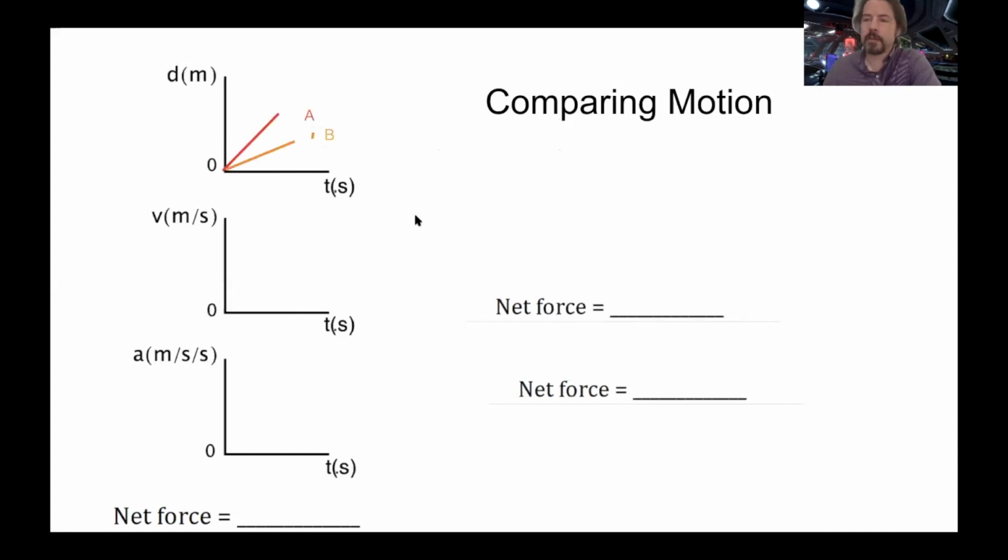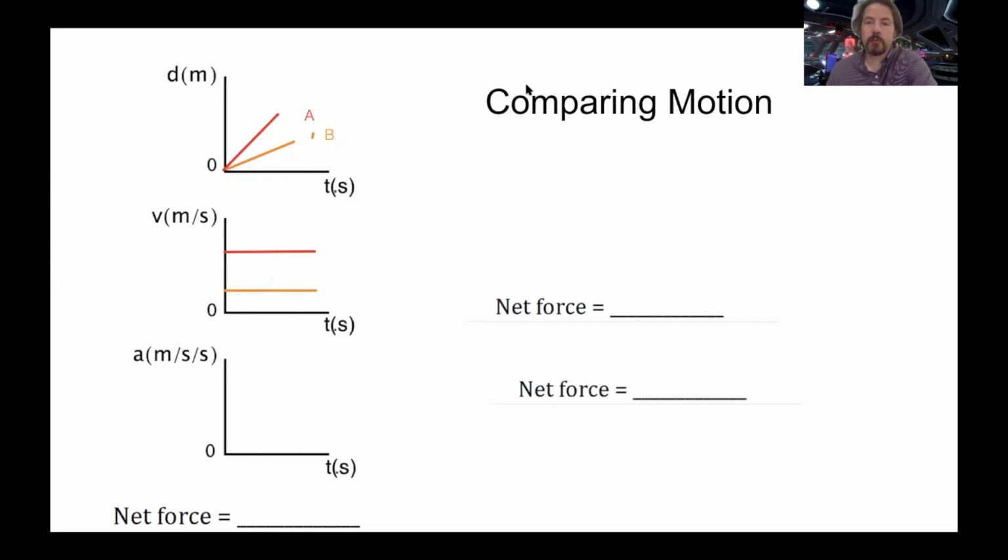Which one's going faster, A or B? Then sketch the two graphs and tell me what the force is. Pause the video and do that for me. All right, let's check our answer. A is faster, so on the velocity graph, A should be there and B should be here. Now these are just sketches. I don't have numbers, so I'm just making a rough guess as to where they might be, okay?